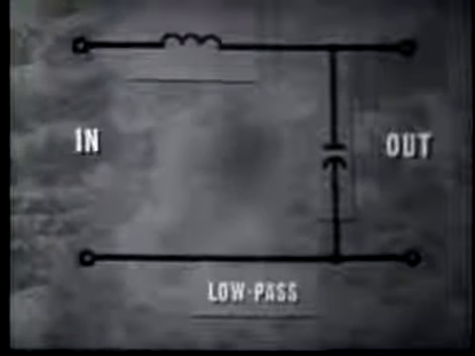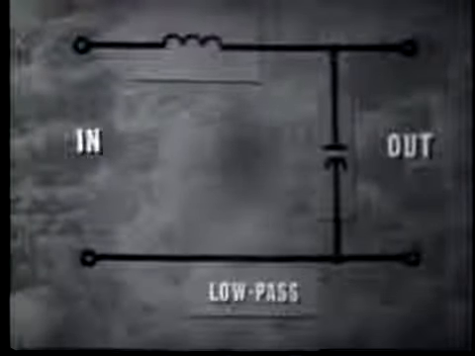We also found that almost all filters are simple combinations of inductors, capacitors, and resistors. It was the reaction of a particular combination of these components to frequency that produced filtering action. For example, this low-pass L-section filter has an inductor in the series position, a capacitor in the shunt position.